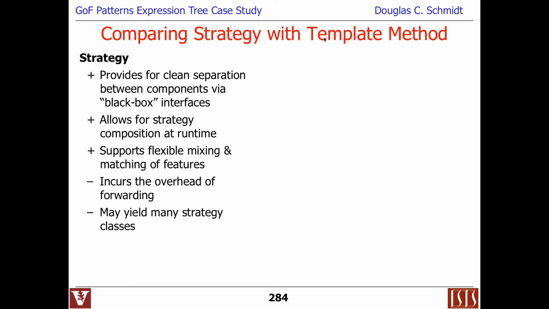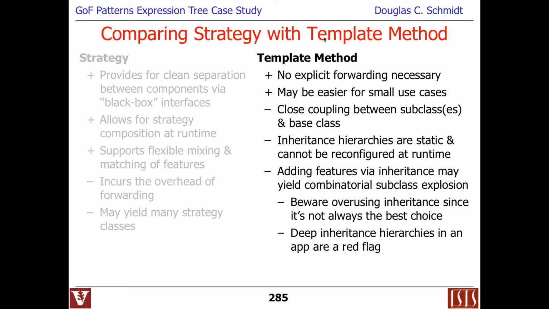One downside with strategy, there's a little bit of overhead for forwarding, because you're calling things through a strategy object. That overhead is minuscule, by the way, but it's there. And you may end up with lots of strategy classes, which may or may not be a bad thing. You just have to deal with that number of things. And keeping them in sync and making sure they're semantically correct is somebody else's problem. That's the problem of a different pattern, the factory pattern or abstract factory pattern.